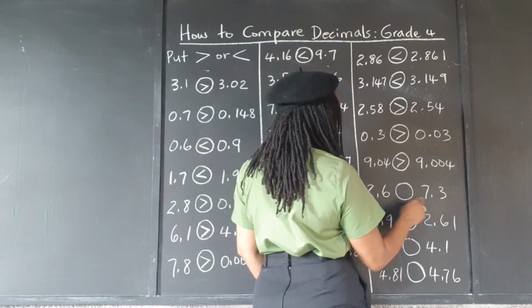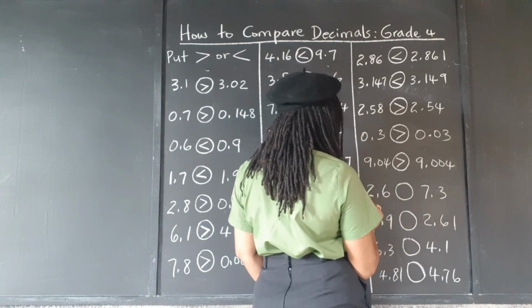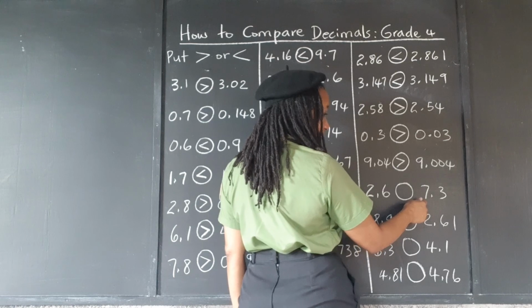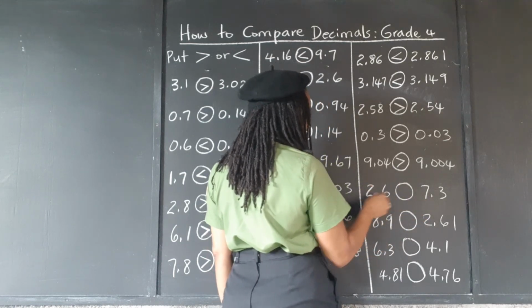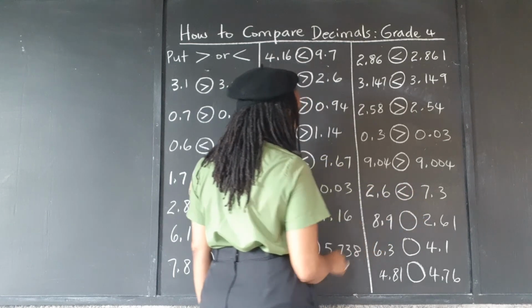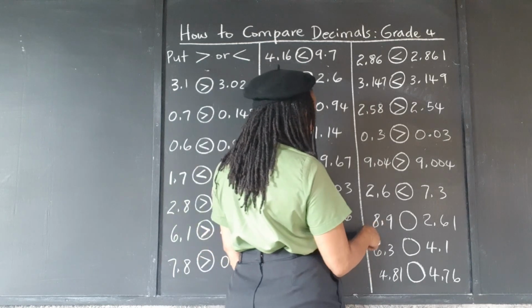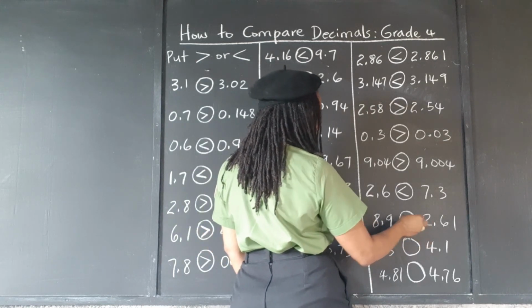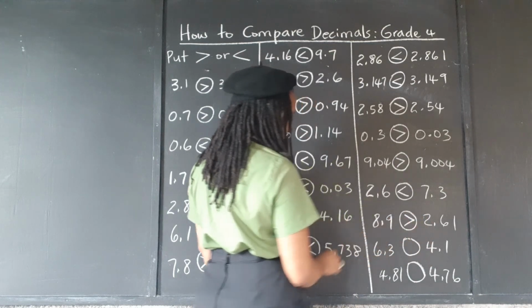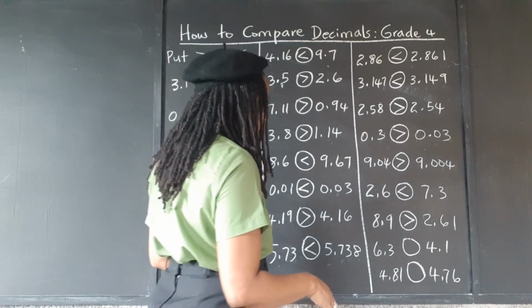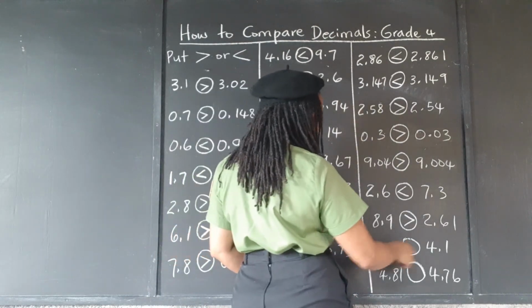2.6 compared to 7.3. Immediately we see 2 is in the ones place, 7 is in the ones place. 2 is less than 7. 8.9 compared to 2.61. 8 is bigger than 2. So we compare the ones place. Once they have digits in the whole number, we compare the whole number. 6 is bigger than 4.